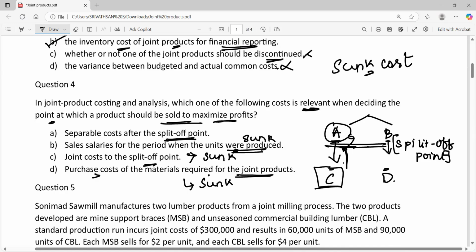So any cost that you are going to incur after the split off point is a relevant cost because it is an incremental cost or future cost, something that you're going to incur in the future or something that can be influenced. So option A is the right answer. So what is the relevant cost in joint product? Or what is the relevant cost in deciding whether to produce the product further or to sell it at the split off point? The relevant costs are those costs that are incurred after the split off point. Any cost that you are incurring up to the split off point is irrelevant. Any cost that you are going to incur after the split off point is relevant.